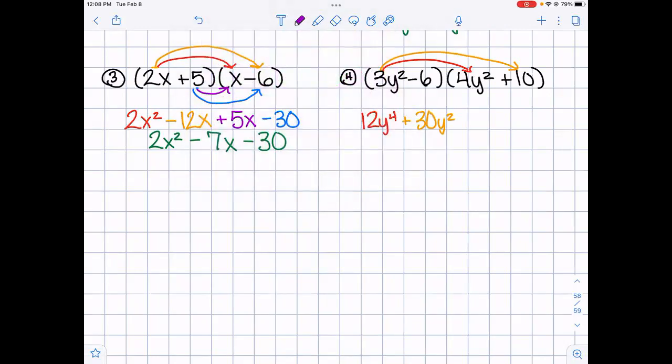All right. So then, Belle, do you know what to do next? -6 times 4y squared is -24y squared. And Miss Lorelai, what do we do next? Multiply 6 and the 10, which is negative. -6 times 10 is -60. All right, let's combine like terms. What is 30y squared minus 24? 6y squared. Okay, questions on how to do that? Are you feeling pretty good about that?